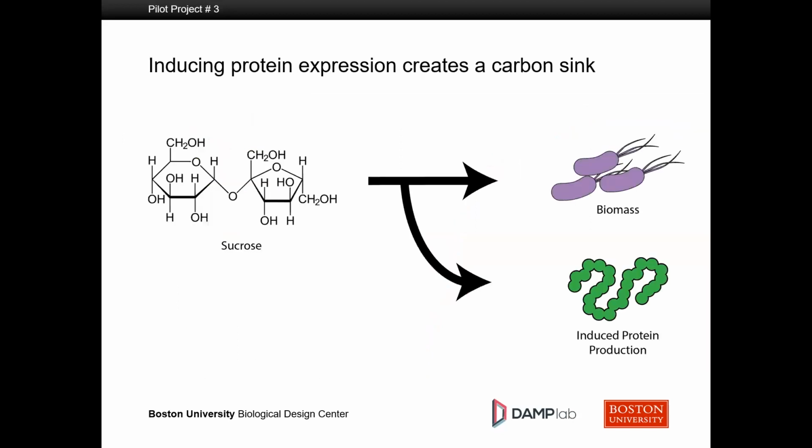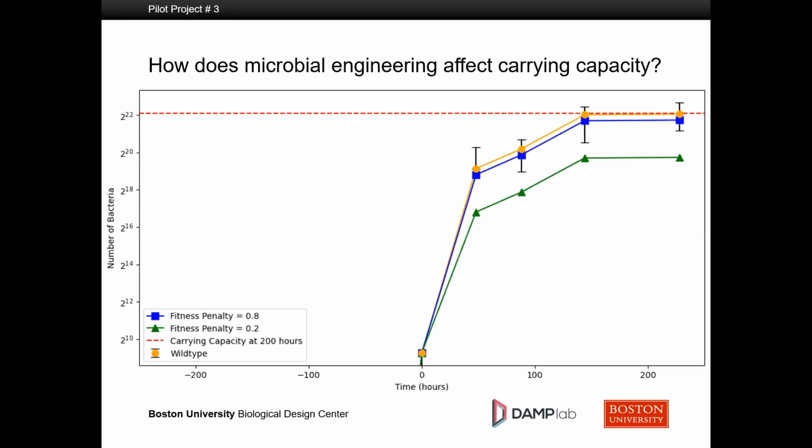But the problem with engineering is that it takes energy or carbon that the bacteria would normally use to convert into biomass, and instead diverts that into the production of a protein. In the case of the nitrogen fixing genes, a lot of the energy required to fix nitrogen is costly, and so it diverts some of the energy resources away. So what I'm very interested in is figuring out how these engineering strategies actually affect the carrying capacity of the plant.